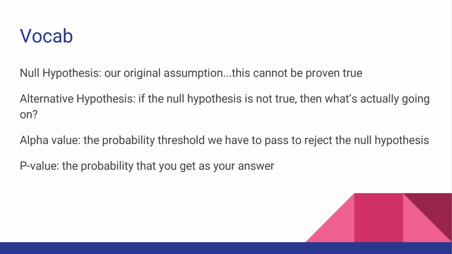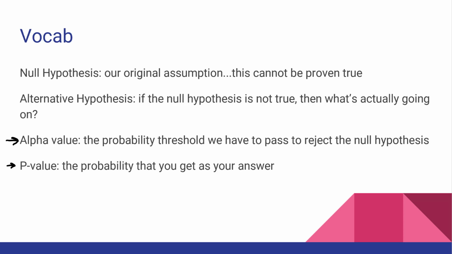Next, you have your p-value. The p-value is the number that you get from your math that tells you the chance that your observed data happened by chance. If the null hypothesis is true, then the p-value is the probability that our observed sample data happened completely by chance. And then we have an alpha value. The alpha value is a sort of probability threshold.